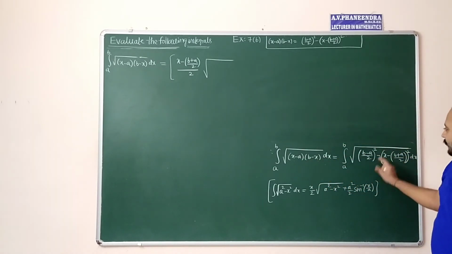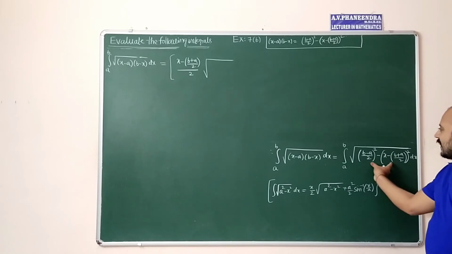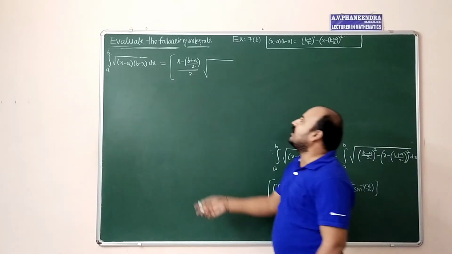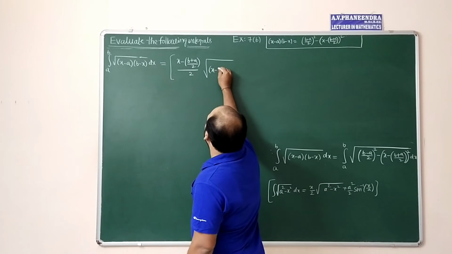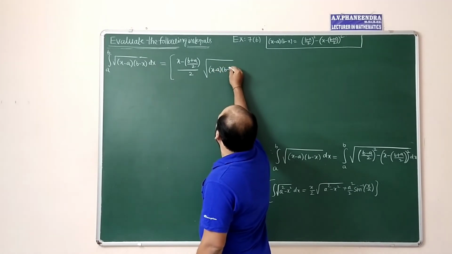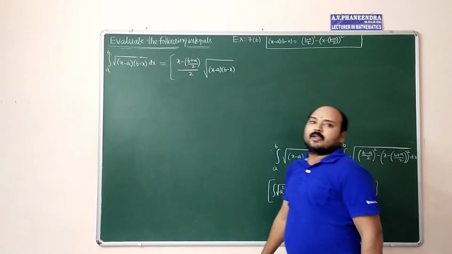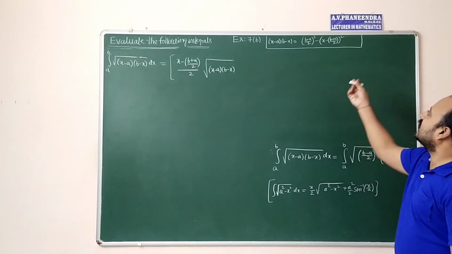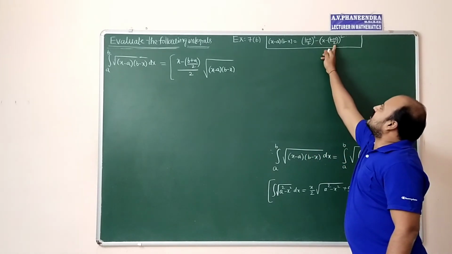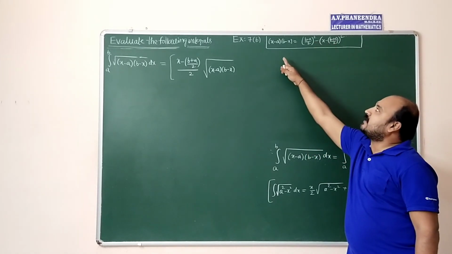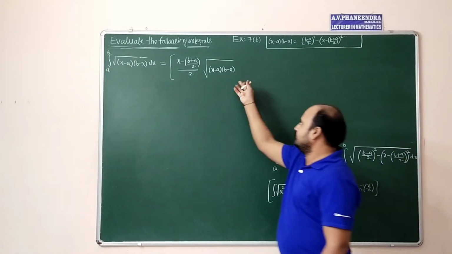So root of a square minus x square, this value is equal to x minus a. We can write it as here x minus a. This is the turning step, you remember, dear students. In place of root of a square minus x square, we are writing this is a square, this is x square. A square minus x square we can write as x minus a into b minus x plus a square by 2.